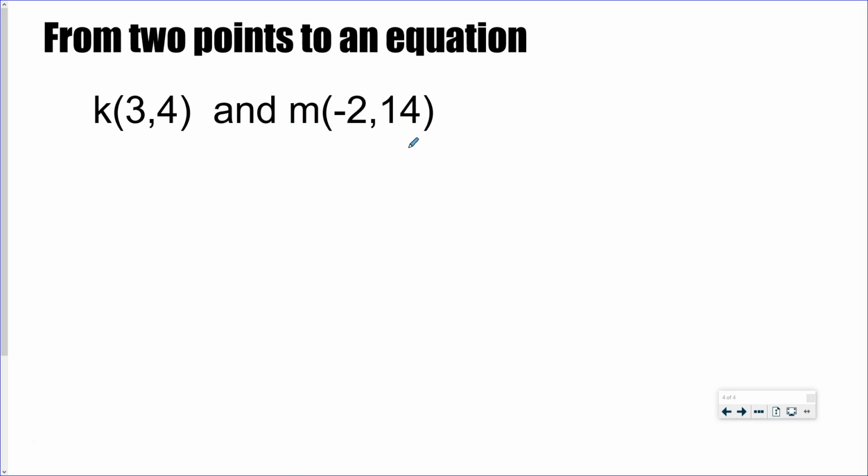Now in this scenario, it's a little bit more difficult because we don't have b. We do not have b. We have to find b. So this is one of the big lessons we actually did in class. Given 2 points, can we get to the equation? And it's in the slope-intercept form, just in the slope-intercept form.